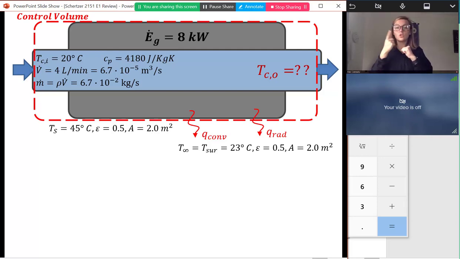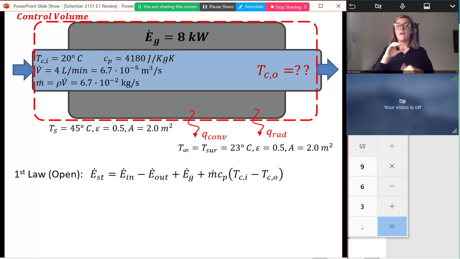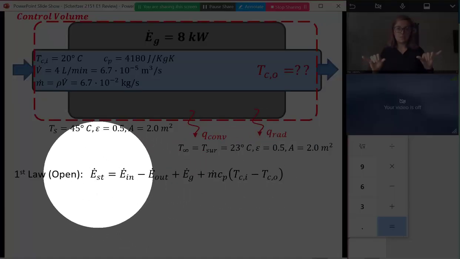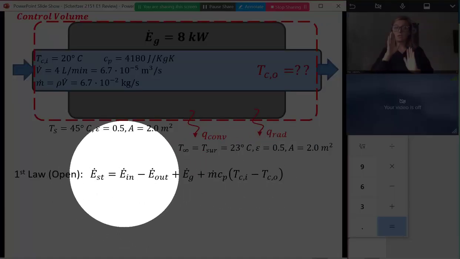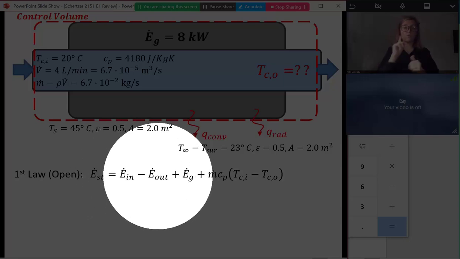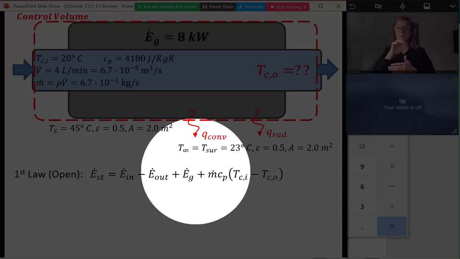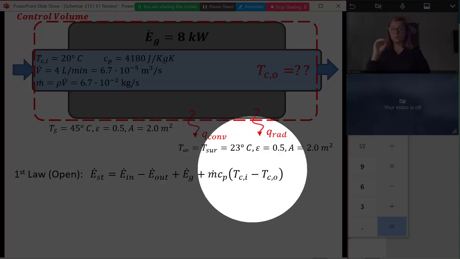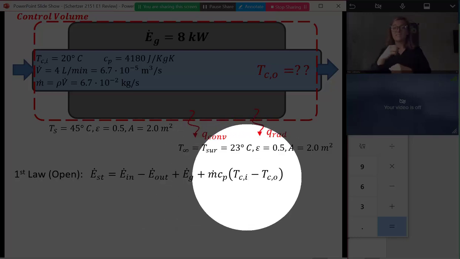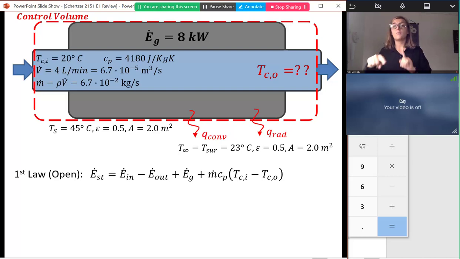So here we do a control volume around our whole open system. Because it's an open system, I'm going to use this version of the first law, where my energy stored is equal to the energy coming in minus the energy going out, that's energy not by mass, right? Plus the energy generated, plus this energy that's coming in and going out with the mass, which is accounted for here. So in this case, my problem is at steady state.